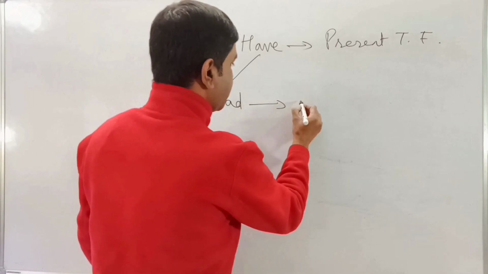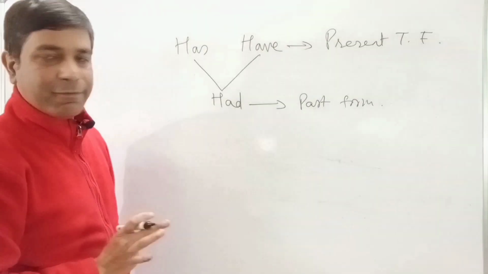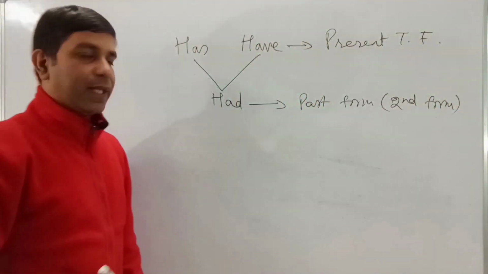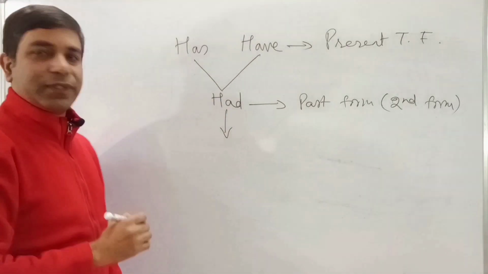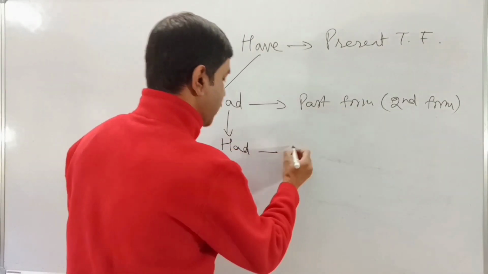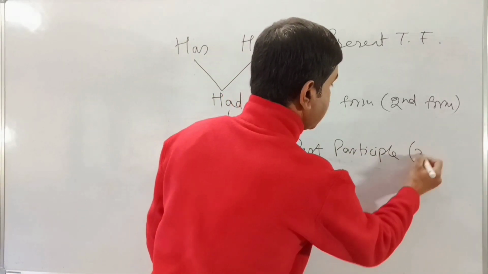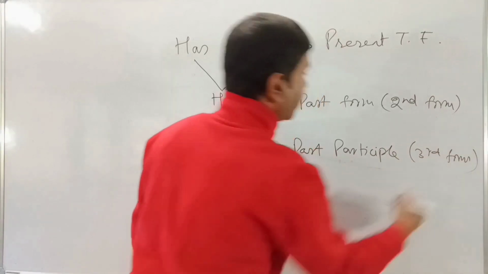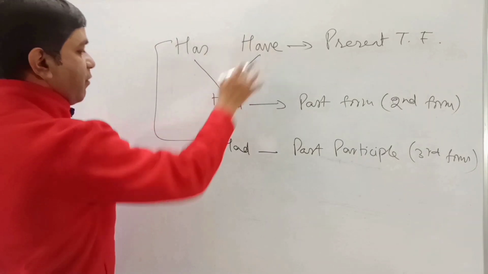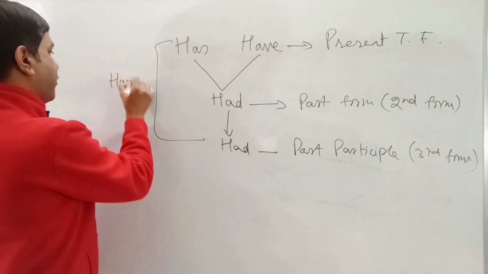This is the past form of has and have, and this is also the second form of verbs. Now when you change had into the third form, it becomes had itself. So had is the past form as well as the past participle, or third form, of the verb. And all these verbs together, has, have, and had, are called have verbs.